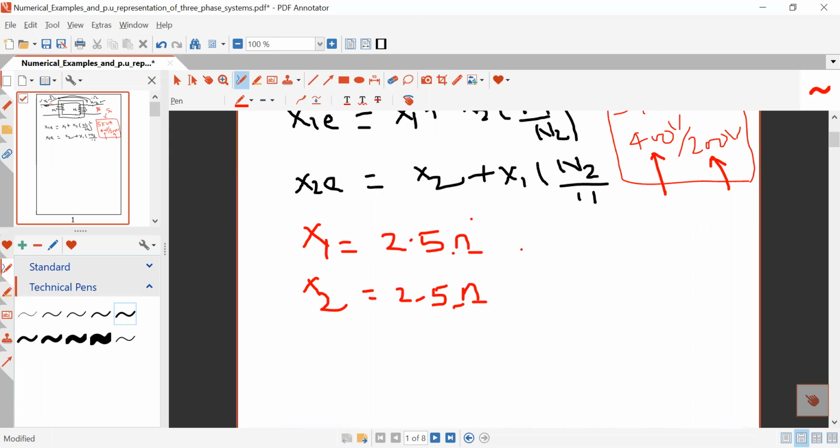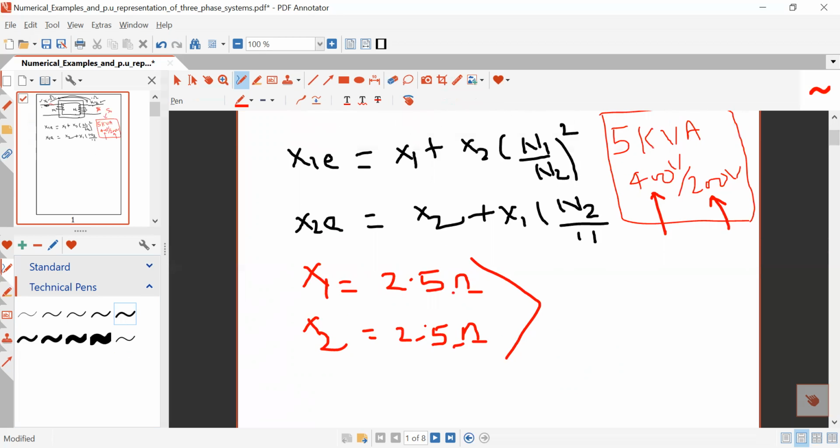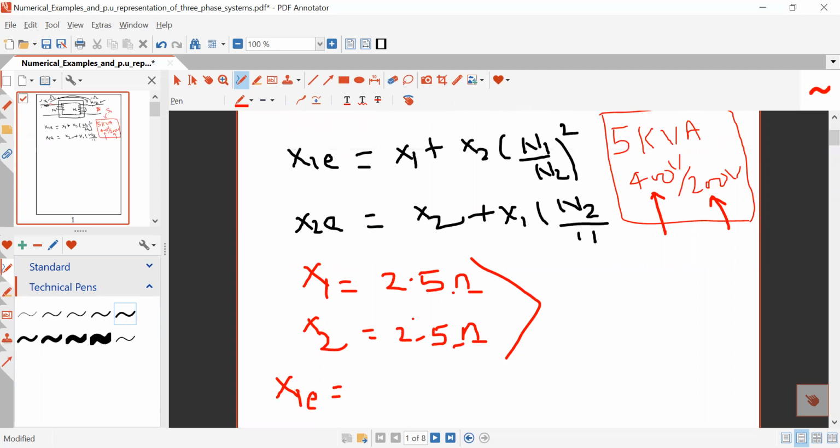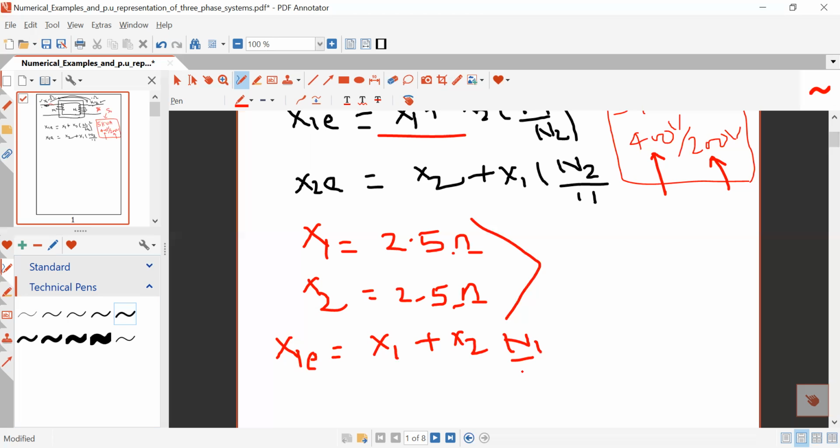Now the question is calculate total reactance of the transformer in per unit. How will you calculate total reactance of the transformer in per unit? So in conventional unit, what will be the total reactance of the transformer? Referred to the primary, you can use this formula: X1 plus X2 (N1 by N2) whole square.